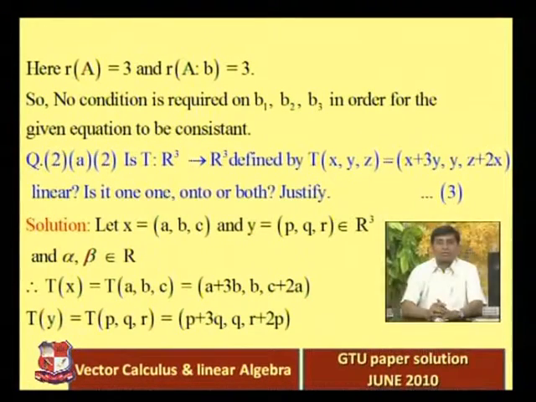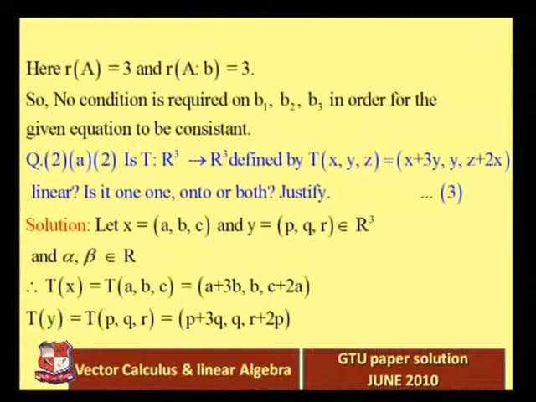We have to check two conditions. First, T of x plus y is equal to T of x plus T of y. Second condition is T of alpha into x is equal to alpha into T of x. Okay. So let's take x equal to (a, b, c) and y equal to (p, q, r).